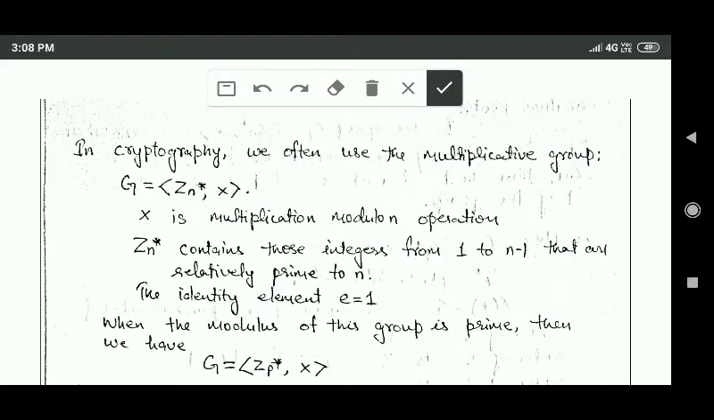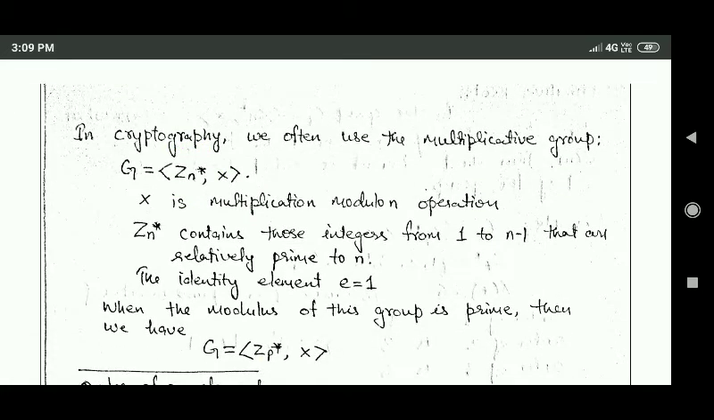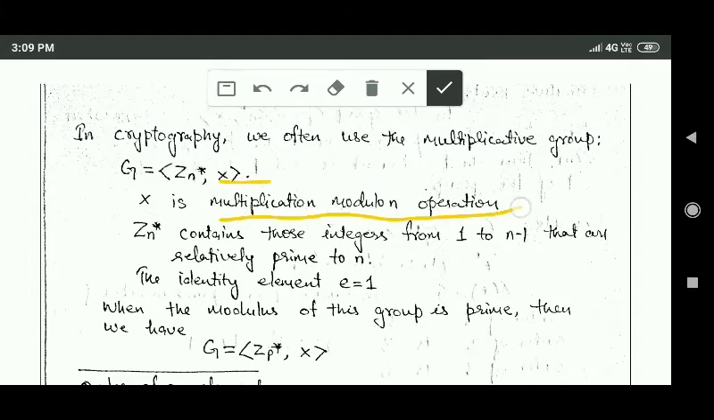Hello friends, welcome back. In this tutorial, we will study primitive roots. In cryptography, we often use this multiplicative group G. It consists of a set Z_n star and an operation, which is represented here by cross. Here, this cross represents the multiplication modulo n operation.